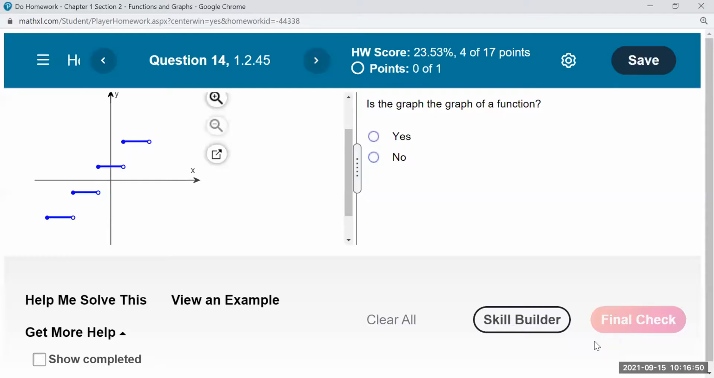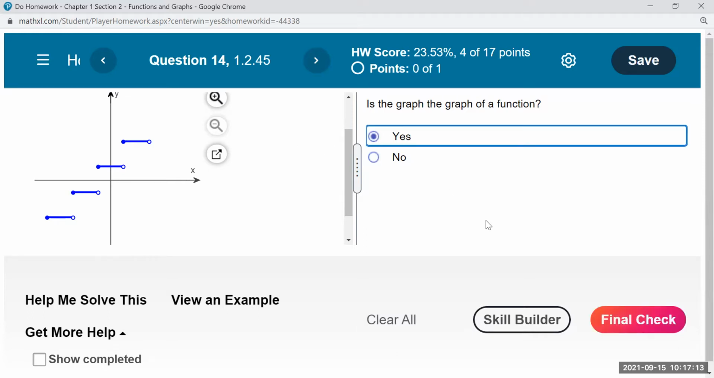So is this a function? If we draw a vertical line, what happens at this point? Does it cross the graph twice? No, because that's a closed circle. That's an open circle. So this is a function because it never crosses the graph more than once. Besides, if the graph is on the sheet I gave you last class, then it's a function.